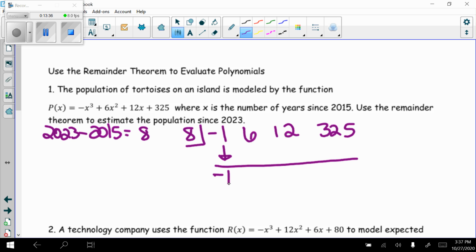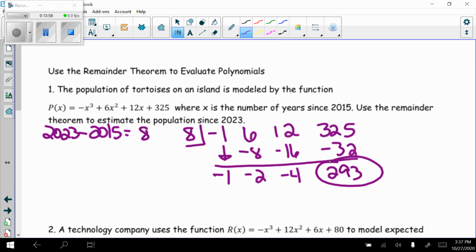Multiply negative 1 times 8, we get negative 8. Add 6 plus negative 8, we get negative 2. Multiply 8 times negative 2, negative 16. Add 12 plus negative 16, negative 4. Multiply 8 times negative 4, negative 32. Add 325 plus negative 32, 293. Remember that your remainder is what you would get if you plugged 8 into that equation and solved.